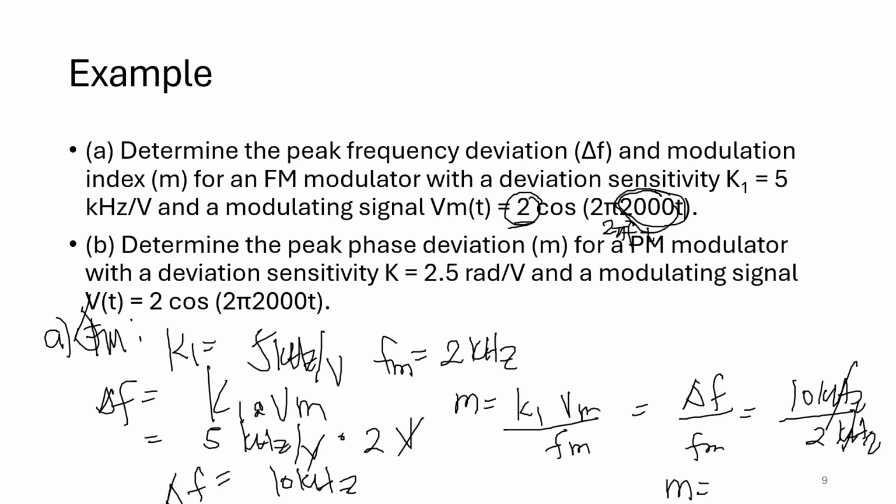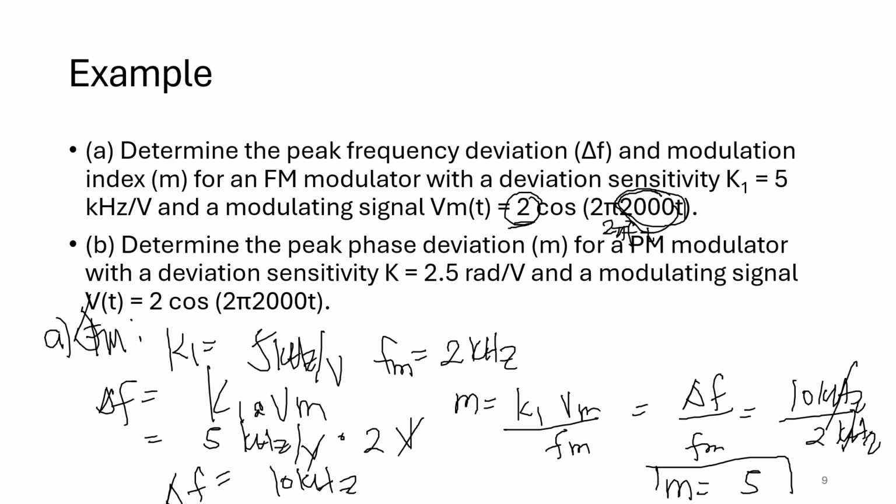Therefore, our modulation index is unitless and it is equivalent to 5. Okay, so if you can still remember, in AM our modulation coefficient is usually less than 1. For FM, it is possible to have a modulation index which is greater than 1. Now, this is for letter A.